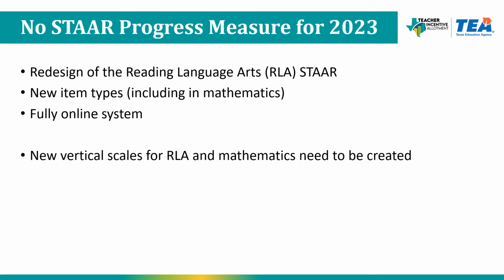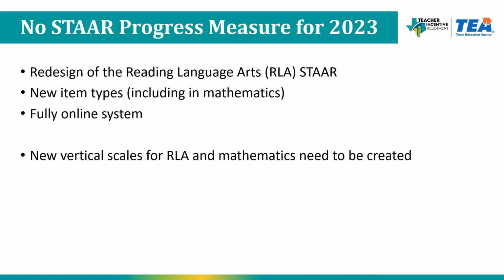The second reason is that there are new kinds of item types being rolled out for STAAR, not just in RLA, but also in mathematics, science, and social studies. There is going to be all kinds of item types with less emphasis on multiple choice and more emphasis on other kinds of question types. That's a whole other session that we can talk about later, but that's just one reason why there's not going to be a STAAR progress measure for this upcoming year.